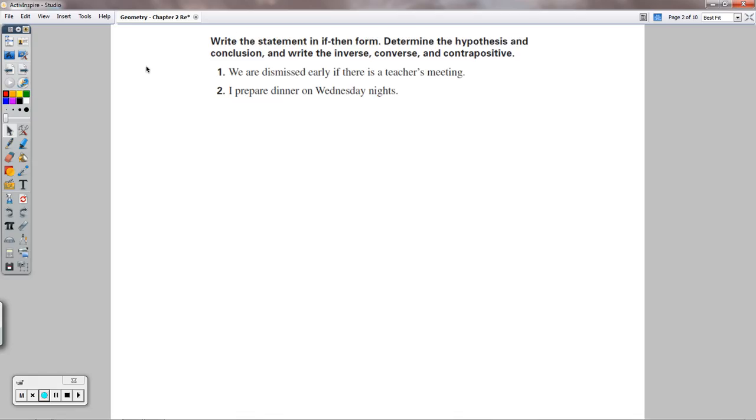So let's get started. And here it says, write the statement in if-then form. Determine the hypothesis and conclusion, and write the inverse, converse, and contrapositive. So we got a lot going on in this one.